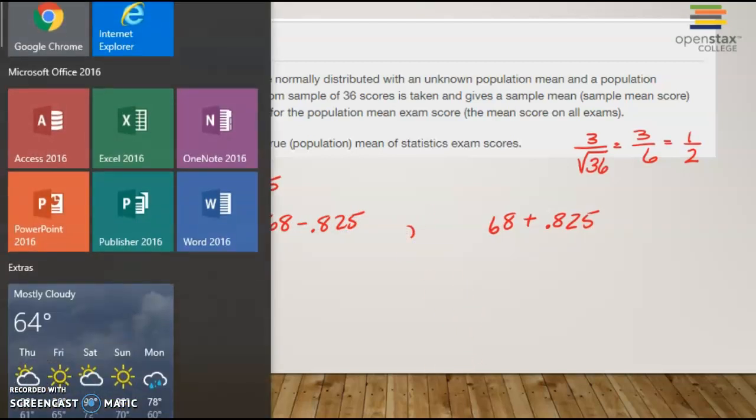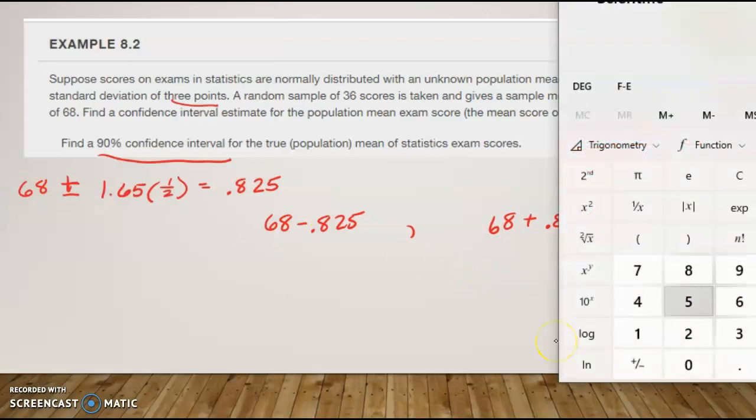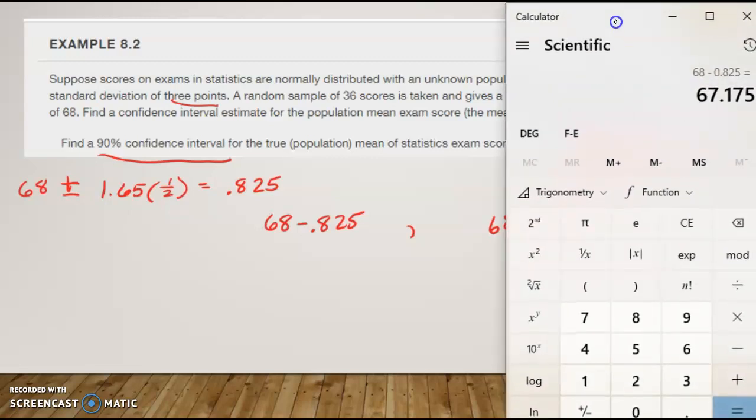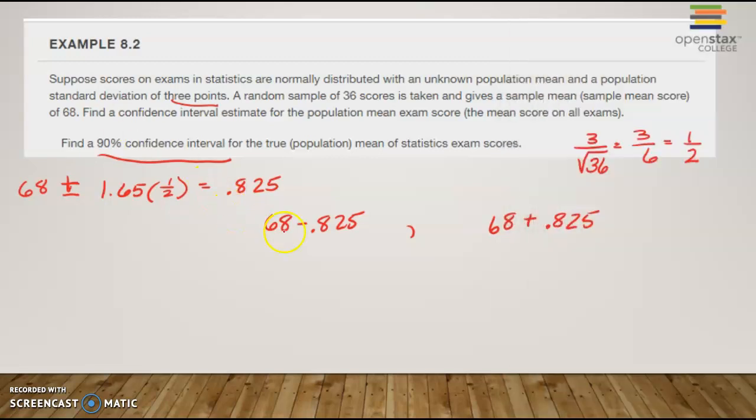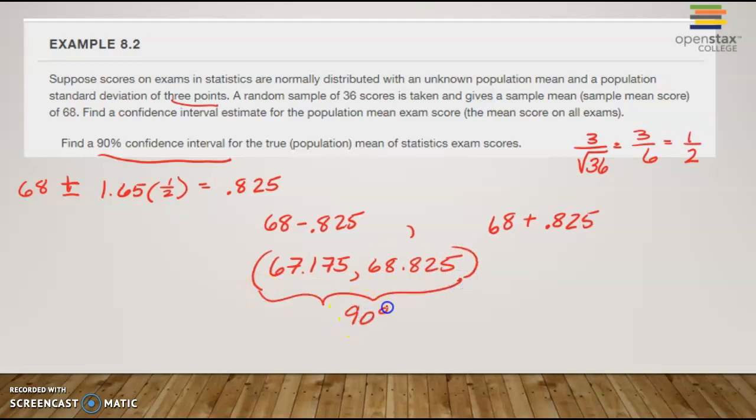So that will give us, the adding is pretty easy, but the subtracting, 68 minus 0.825 gives me 67.175. So 67.175 is the left-hand boundary, and the right-hand boundary is 68.825. So there's your interval with the 90% confidence interval. And we'll look at video 3.